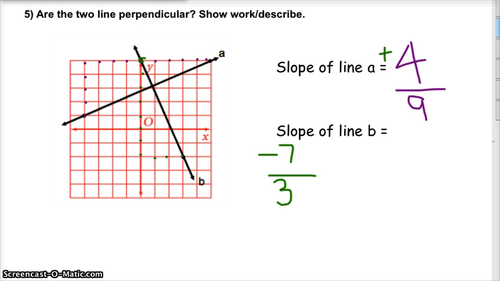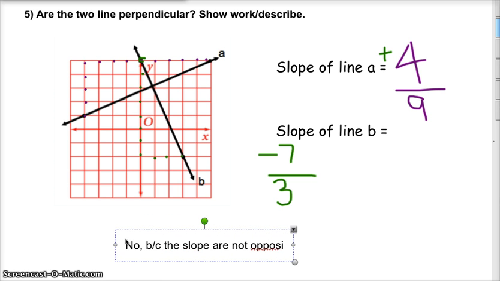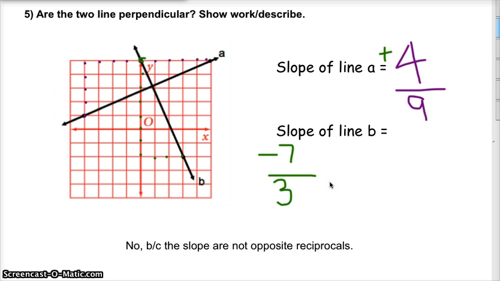So will the two lines be perpendicular? No, because the slopes are not opposite reciprocals. That concludes your lesson on writing the equation of lines using parallel and perpendicular lines.